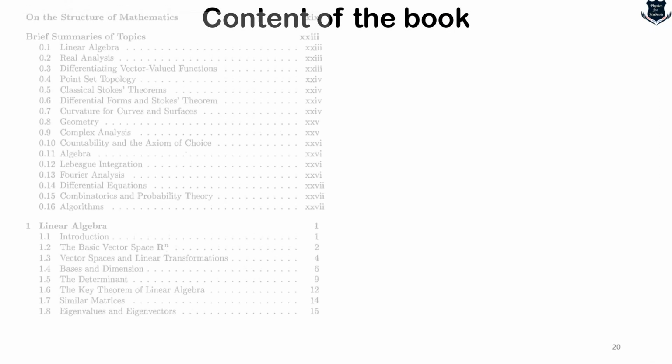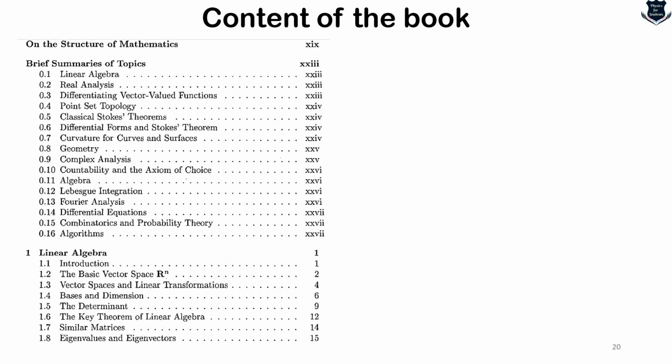Let me give you an idea of what the content of the book is. I have covered it in detail. So here is the content of the book. It starts first with the structure of mathematics, and you should read what it actually tells on the structure of mathematics because it is wonderful. I'm keeping it as a surprise so that you can read this book. So here is the brief summary.